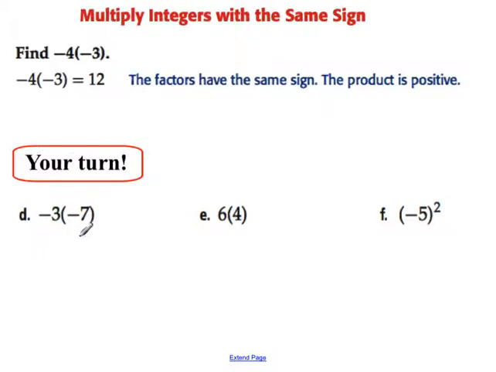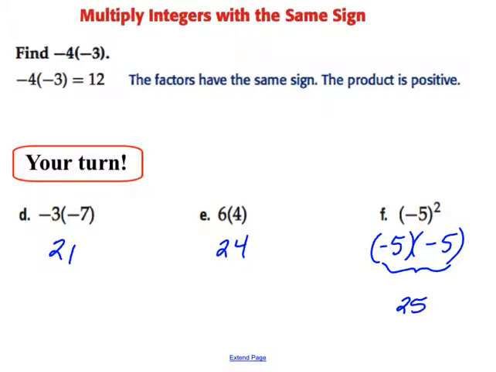All right, both are negative, so 3 times 7 is 21. We're going to get a positive answer. Both are positive. 6 times 4 is 24. Negative 5 squared means negative 5 times negative 5. A common mistake students make is to take negative 5 times 2, but that's not what it means to square a number. So if signs are the same, negative 5 times negative 5 is a positive 25.